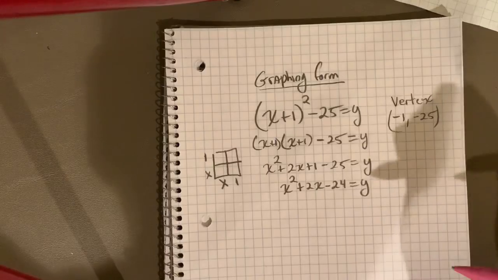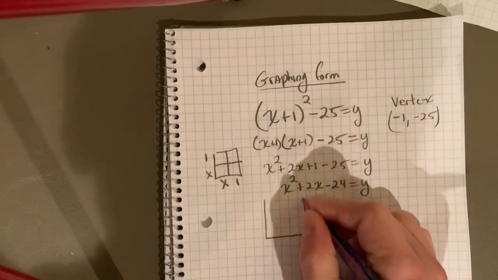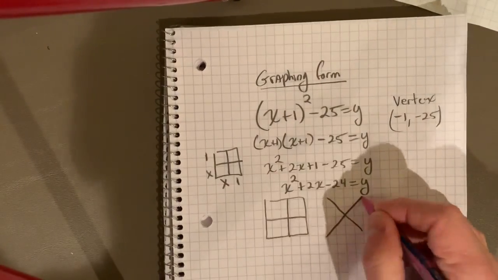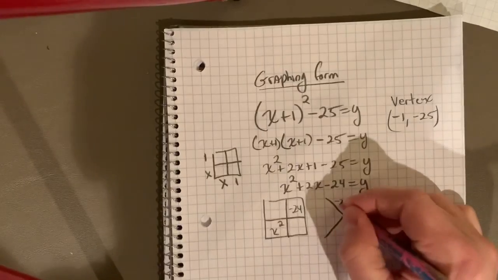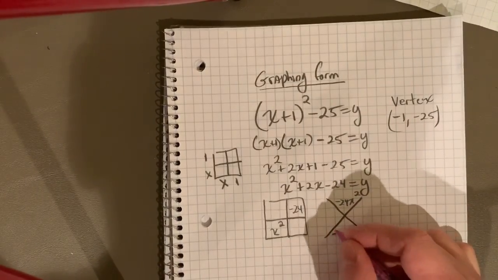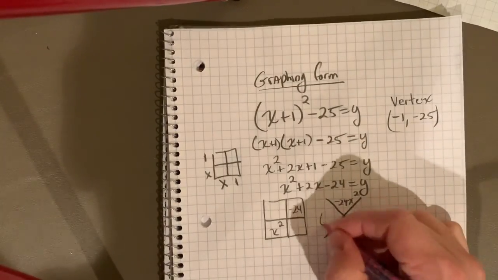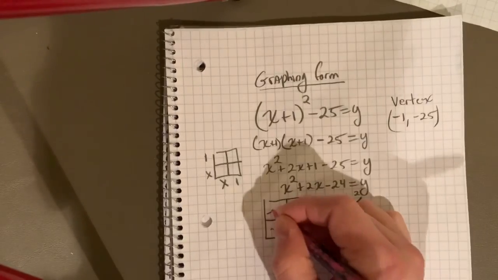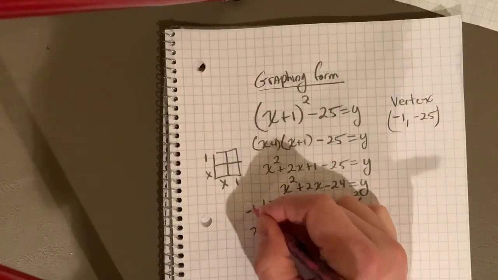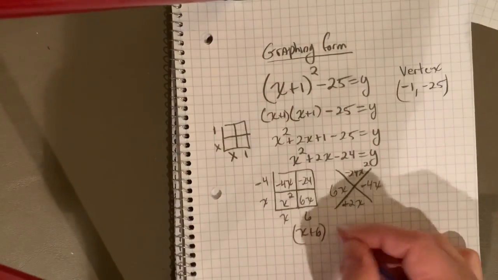We'll go ahead and factor this. Use our generic rectangle and our diamond. We'll say, okay, x squared minus 24, multiply that. Put our 2x on the bottom. And this is going to be 6x and negative 4x. This is x, this is x, this is 6, this is negative 4. So we get x plus 6 and x minus 4.